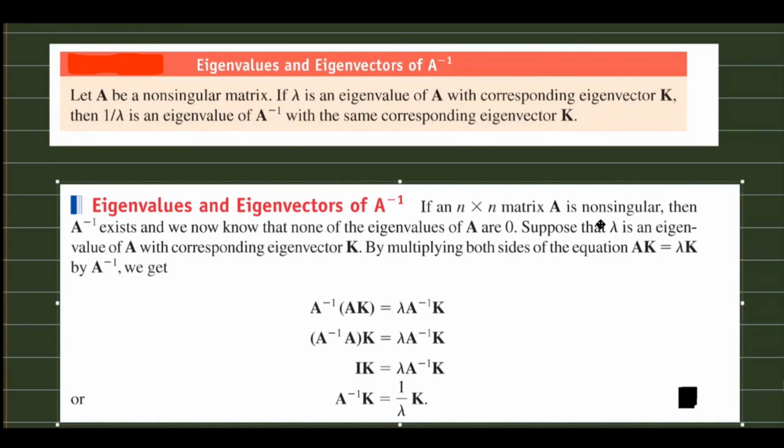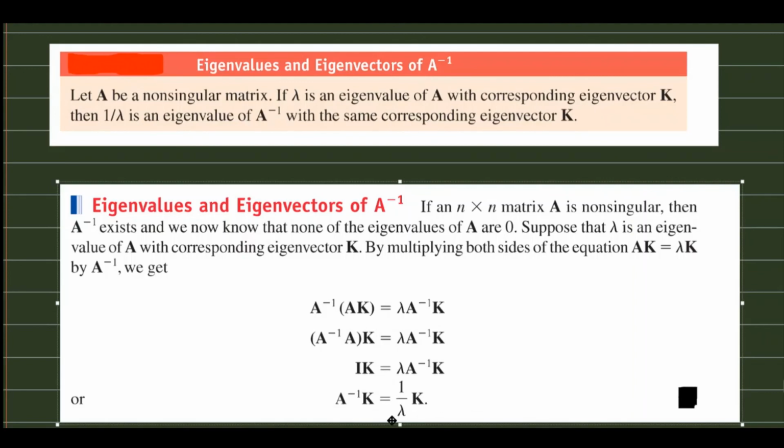If A is an n by n matrix, and since we are talking about A inverse, we must ensure that A is non-singular; only then will it have an inverse. So suppose that A inverse exists, and we know that none of the eigenvalues of A are 0. Now suppose that lambda is an eigenvalue of A corresponding to the eigenvector k. So we have Ak equal to lambda k. Now we multiply both sides by A inverse. We get A inverse Ak equal to lambda A inverse k. So it implies Ik equal to lambda A inverse k, so A inverse k equal to 1 by lambda k.